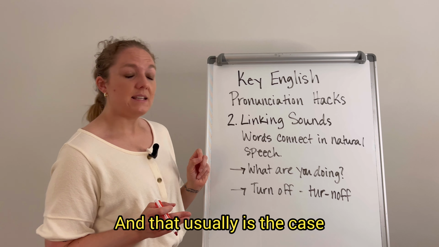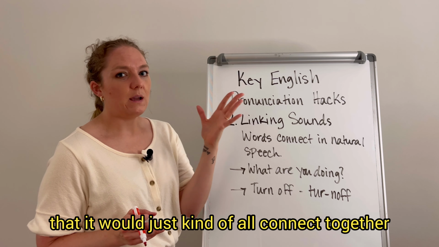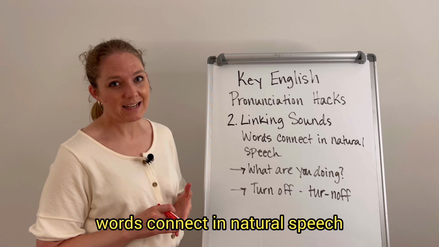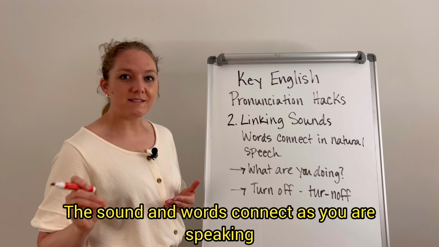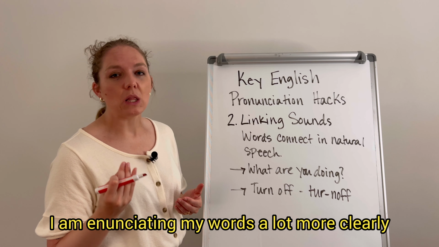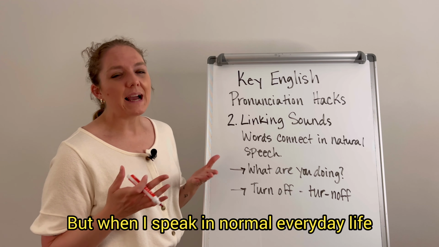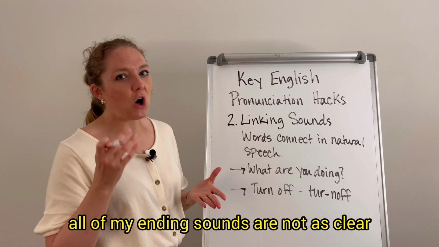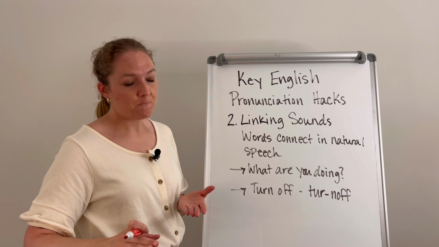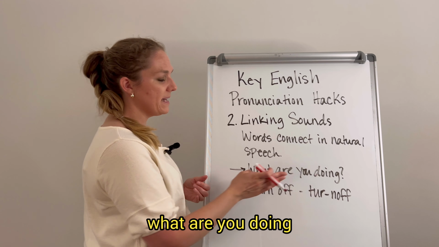And that usually is the case if there is the same ending sound and the same beginning sound in the next word, that it would just kind of all connect together. So, like it says here, words connect in natural speech. The sounds in words connect as you are speaking. I am enunciating my words a lot more clearly because I'm teaching and want you to understand. But when I speak in normal everyday life, all of my ending sounds are not as clear and they connect to the next word. So some examples would be like in this sentence, what are you doing?